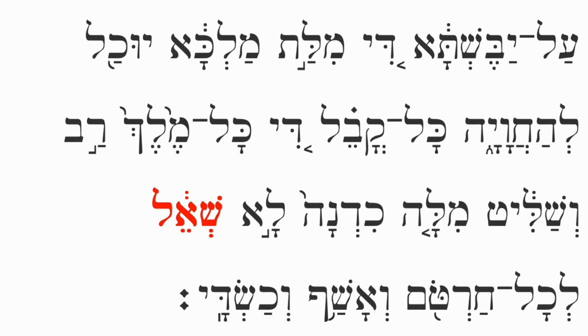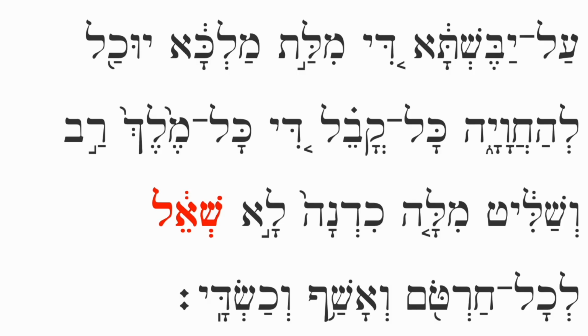Kol kavel di kol melech rav v'shalit milah chidna lash'el l'chol chartom v'ashaf v'chastai. So kol kavel di means because or for. Kol melech, any king. Rav v'shalit, great and powerful. So any great and powerful king. Milah chidna, a word such as this, a matter or a thing such as this. La she'el, he has not asked.